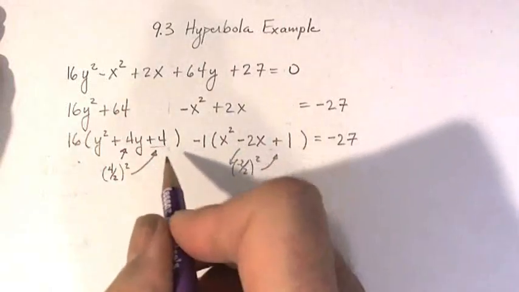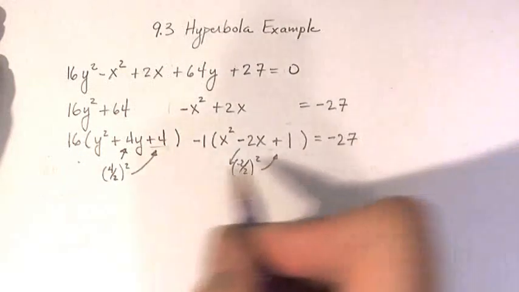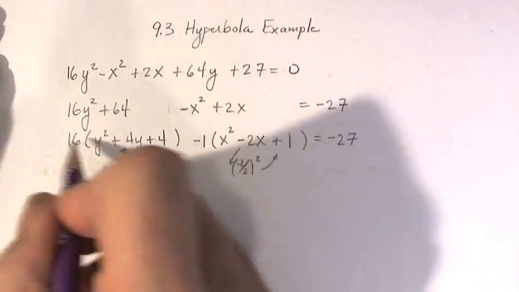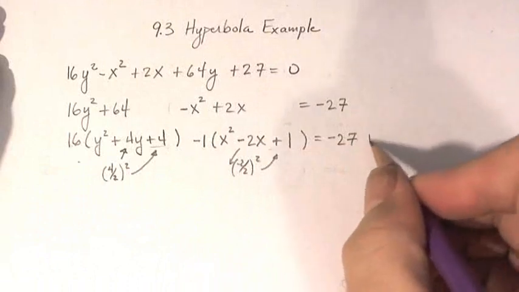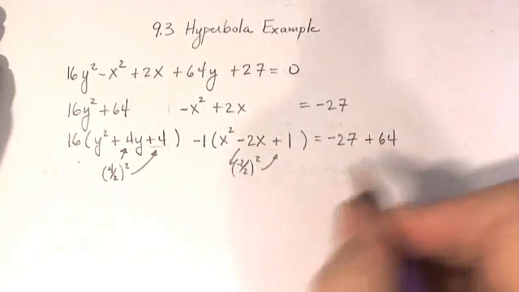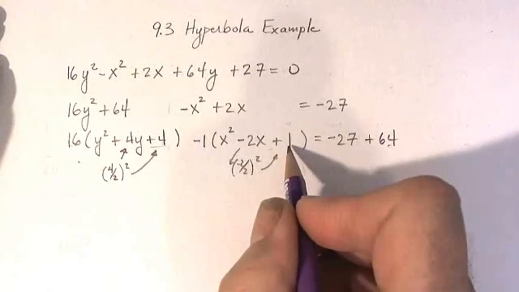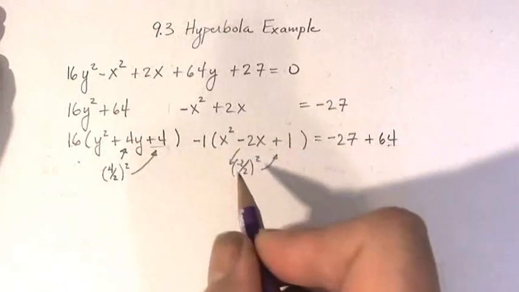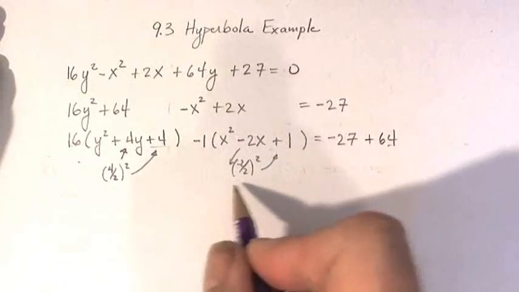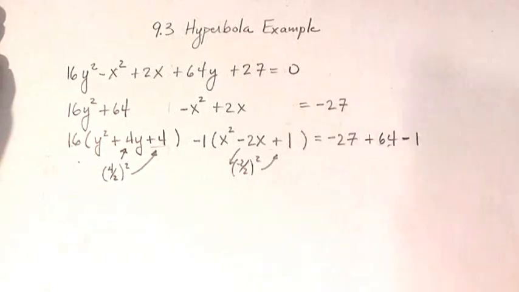Now, you might be used to taking this one and adding it to the other side, but the 4 is multiplied by 16, so this side's actually been increased by 64, and you need to add the same thing to the other side. This is a 1, and 1 times negative 1 is negative, so you've actually put a negative 1 on this side, which has to be matched with a minus 1 on this side.